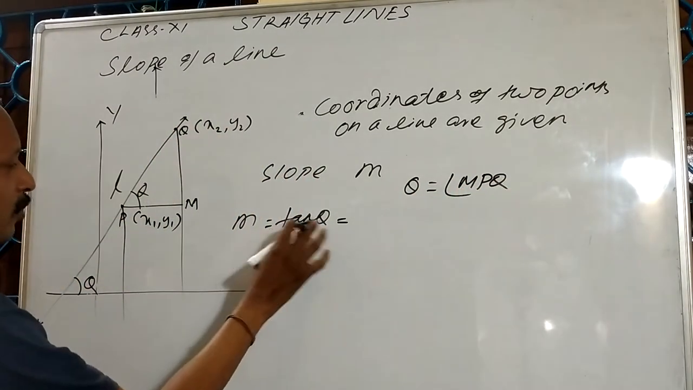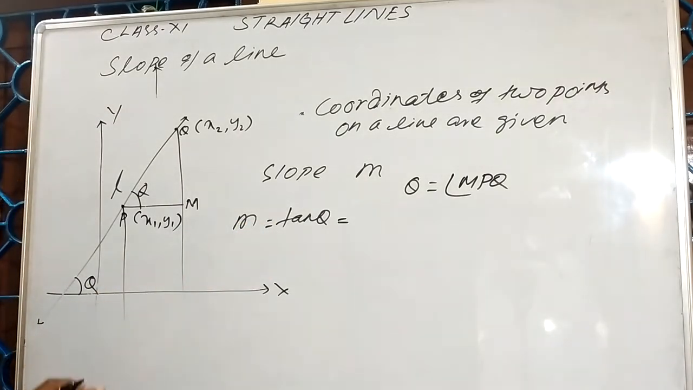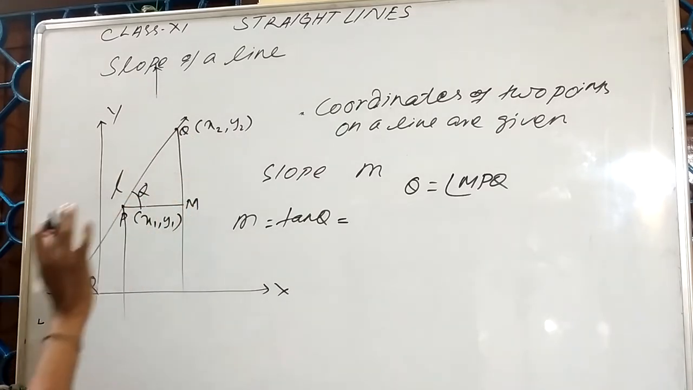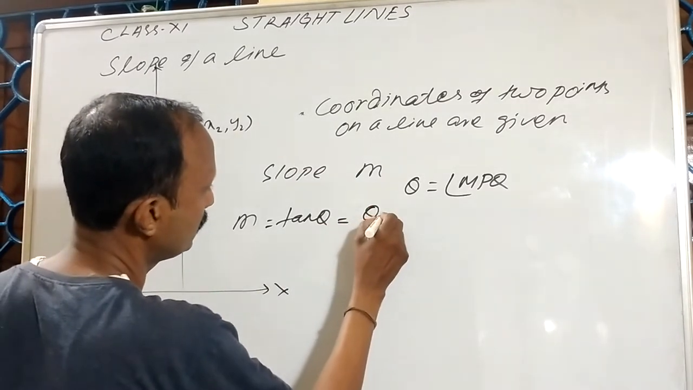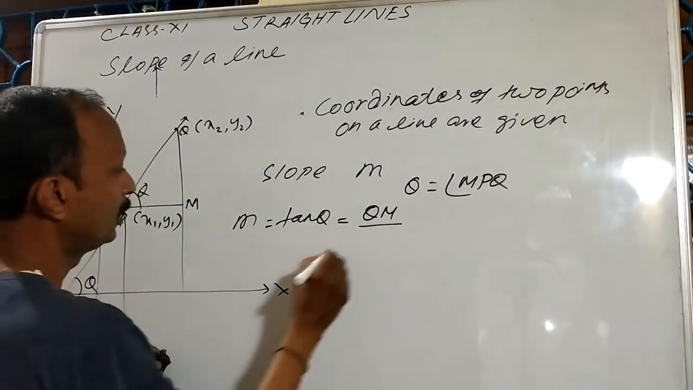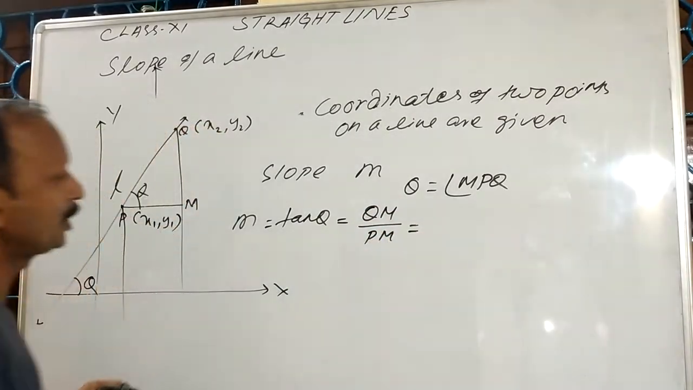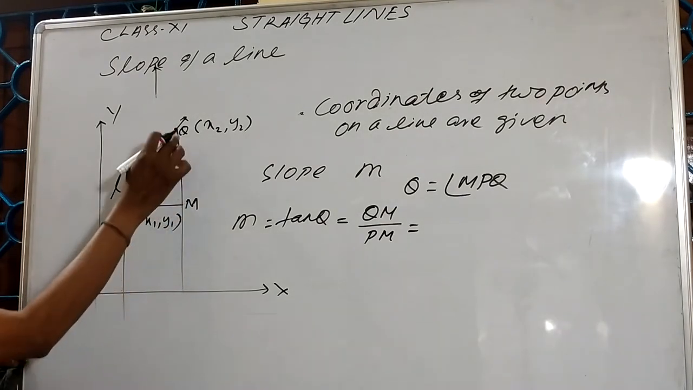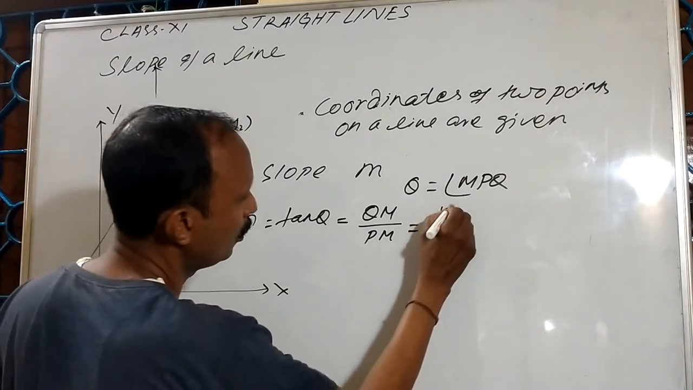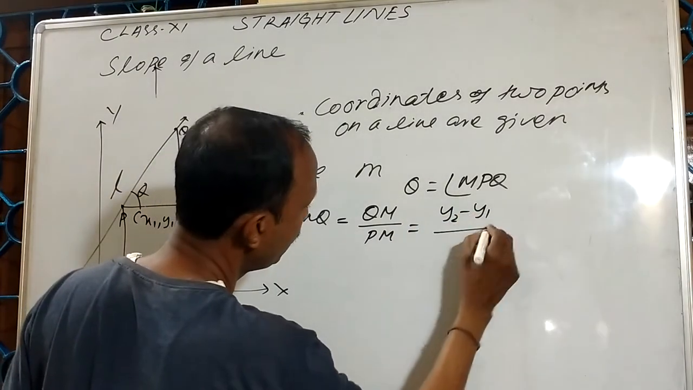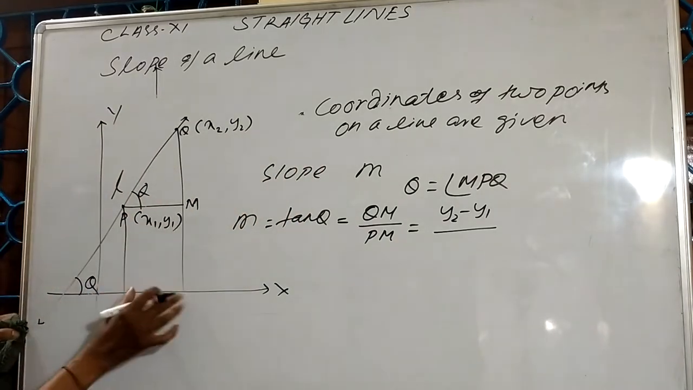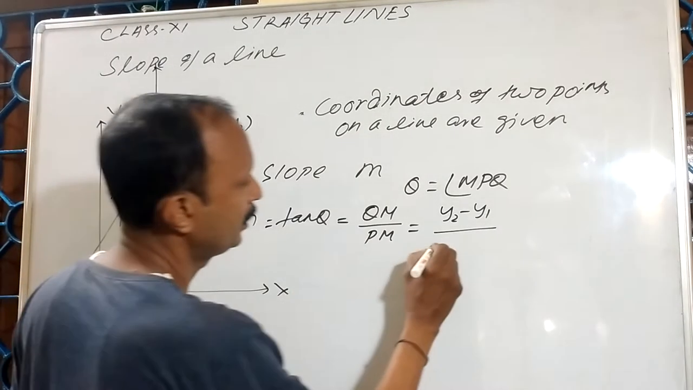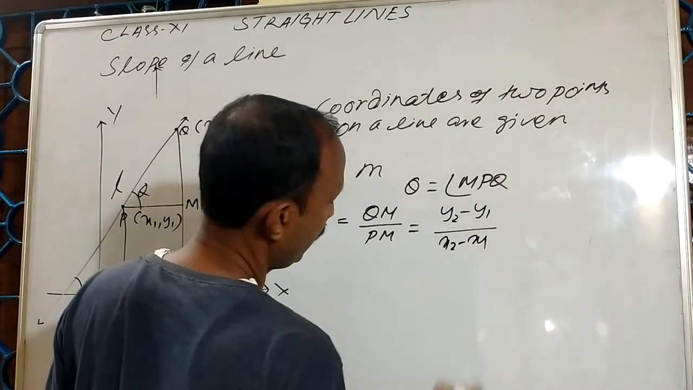So, I am going to find the tan theta. You know that tan theta is equal to perpendicular side divided by base. So I can write this is QM upon PM. QM is equal to, here is y2, here is y1, that means QM is equal to y2 minus y1, divided by PM, here to here, that means x2, here to here is x1, that means x2 minus x1.